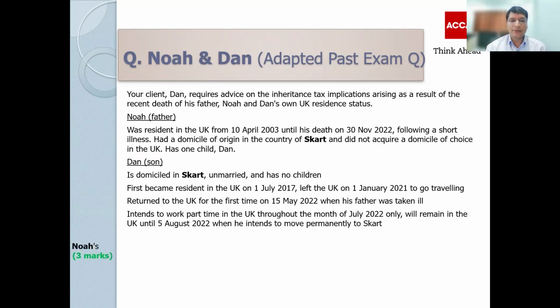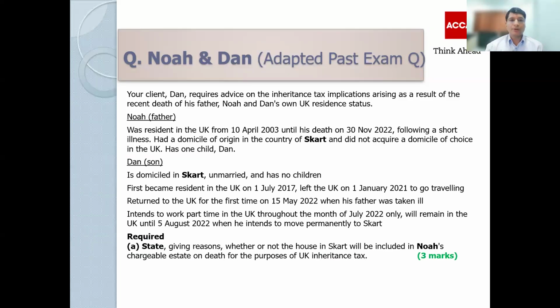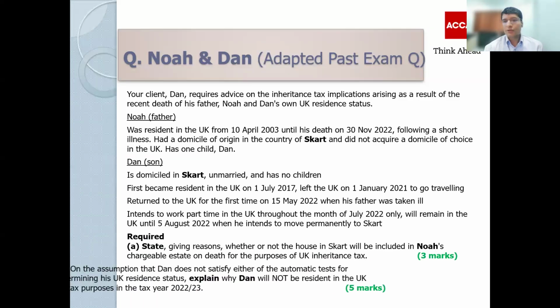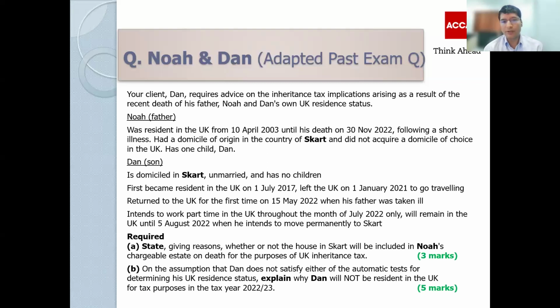D is the name of another country. Here is the requirement. There are 2 requirements, total of 3 plus 5 marks, which is the total of 8 marks. The second part is almost something similar that we discussed. First, can you have a read of this question, please?